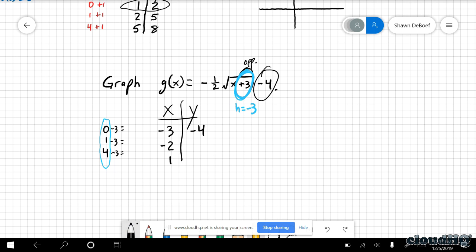So then to get your y values, plug them in. Plug in -2. -2 plus 3 is 1. Square root of 1 is 1. Times -1/2. We're going to have a fraction here, -1/2. Minus 4, well, that'd be -4.5.